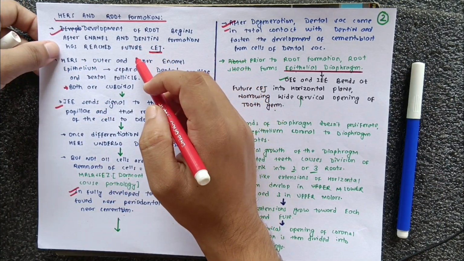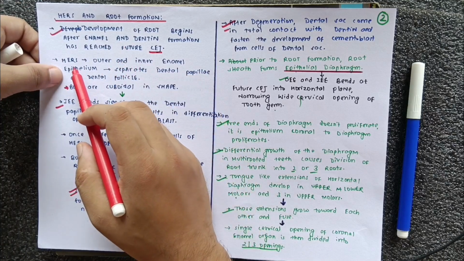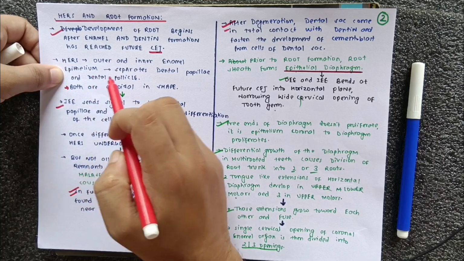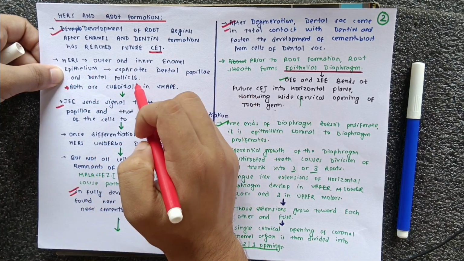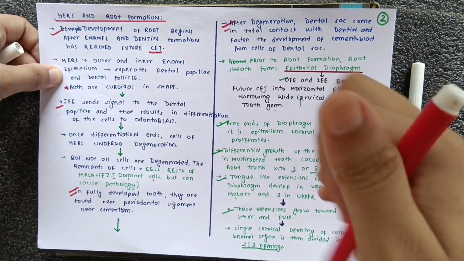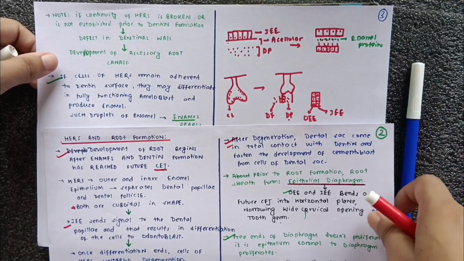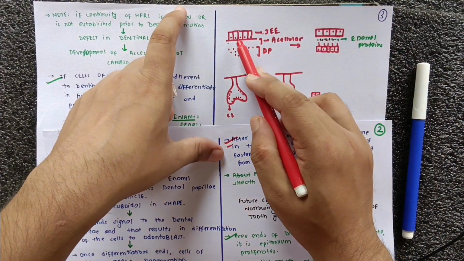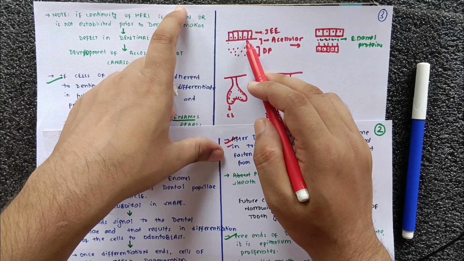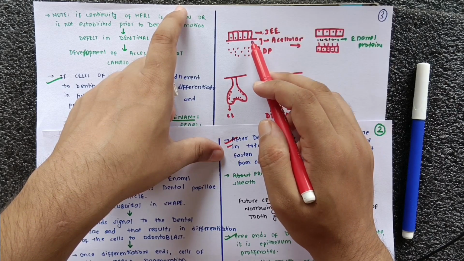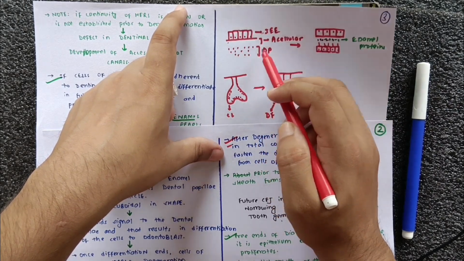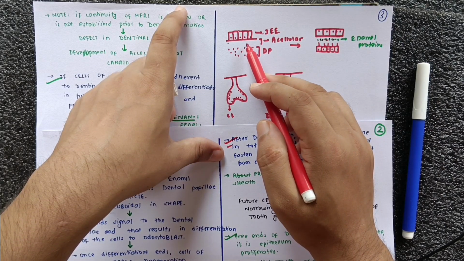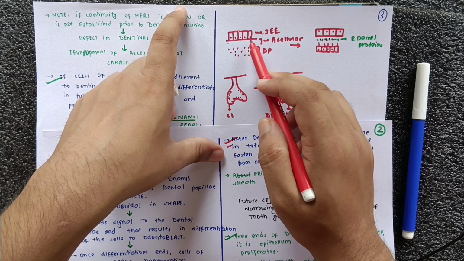The Hertwig epithelial root sheath is formed by the outer and inner enamel epithelium, and it separates the dental papillae and the dental follicle. Both are cuboidal in shape. Just watch this picture once. In this picture, this is the inner enamel epithelium, and this is a basement membrane that is separated from the dental papillae by a cell-free zone, where there is just connective tissue ground substance, but no cell is present there.